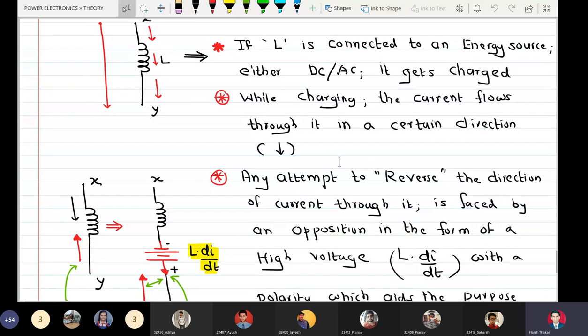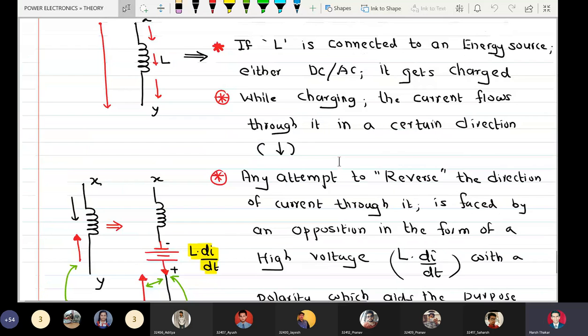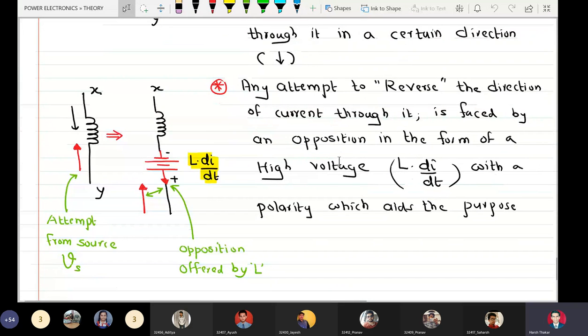And we said that any attempt to reverse the direction of current through it is faced by an opposition in the form of a high voltage, that is L di by dt, with a polarity which aids the purpose. So an inductor always opposes a change in the current through it. Similarly, a capacitor opposes a sudden change in the voltage across it. So we say that an inductor opposes a change in current and a capacitor opposes a change in voltage.